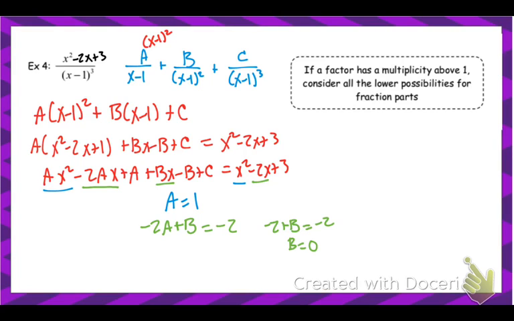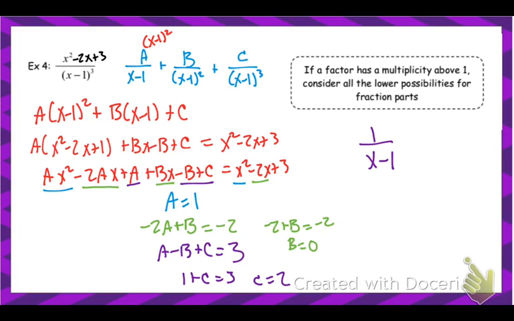Then we go to our last equation. A minus B plus C has to equal 3. Well, B is 0, A is 1, so 1 plus C is equal to 3. C equals 2. Now I know my A, B, and C values. I can fill in my original fractions. So 1 over x minus 1. There is no x minus 1 squared in the denominator because we got that 0. So my only other fraction is 2 over x minus 1 cubed.